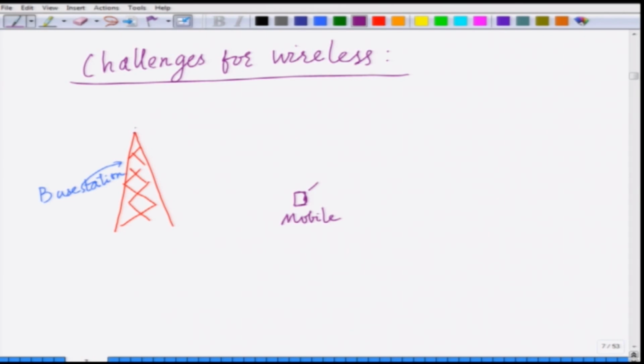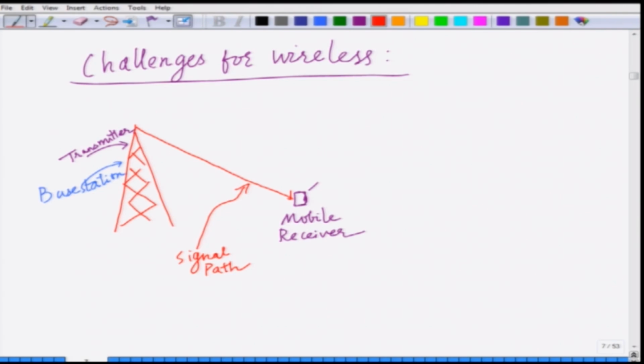Let us also consider a downlink scenario in which the base station is transmitting, and this is my receiver. When the base station is transmitting, typically I have the signal which propagates and reaches the mobile. So this is the signal path which is propagating in a straight line from the transmitter to the mobile.